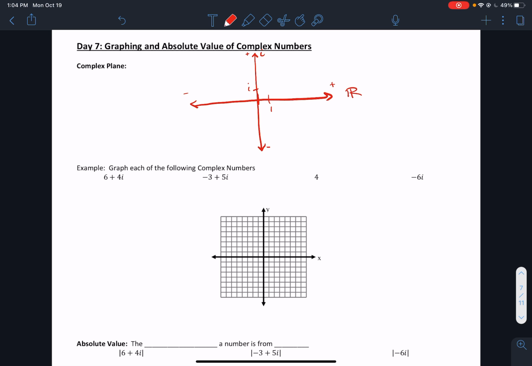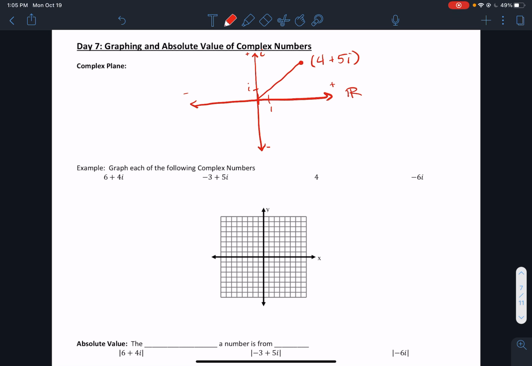And then we can graph any complex number we want by saying, oh, like maybe this is, I don't know, like 4 plus 5i. And this line here that I drew, that diagonal to that point, is actually going to represent the absolute value of that number. We'll talk about that in a minute.